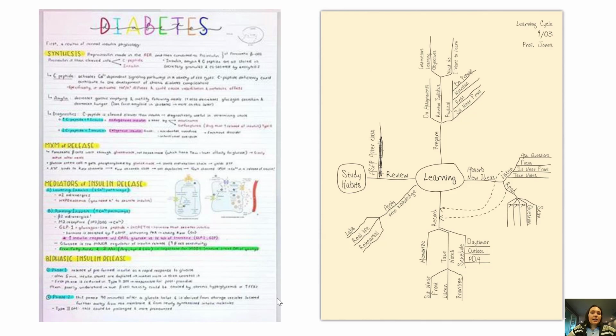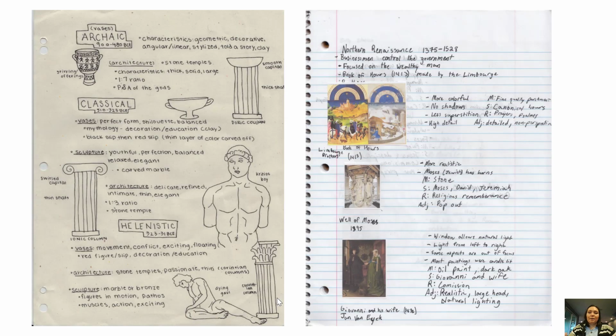So you can see here, these are just a couple of samples. We have very neat notes with highlighting. It's color coded over on the left. Over on the right, we have a very nice mind map. That one is a little less organized, and that's okay. Just because you're a visual learner doesn't mean that your notes need to be perfectly aesthetically pleasing.